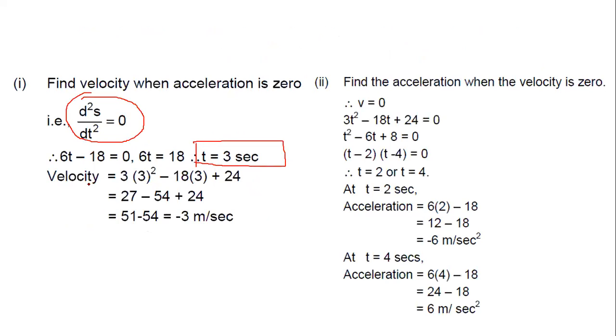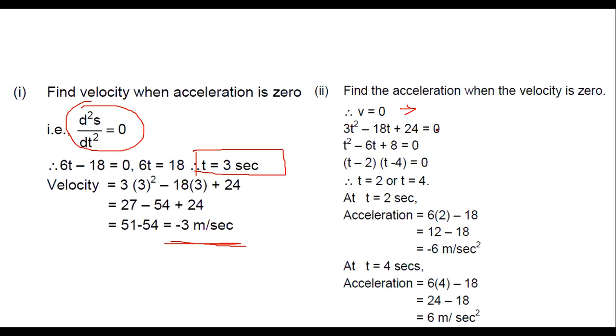Substituting t equal to 3 in velocity, that means 27 minus 54 plus 24. That means minus 3 units per second. Similarly, we have to find the acceleration when the velocity is 0, so substituting v equal to 0. It is a quadratic equation. See that 3t square minus 18t plus 24 equal to 0.